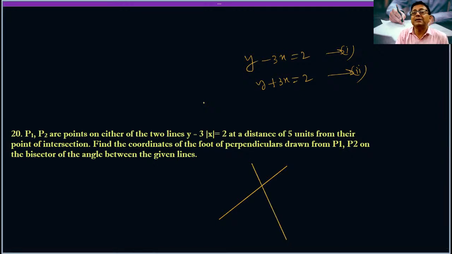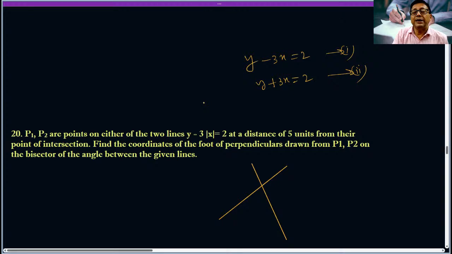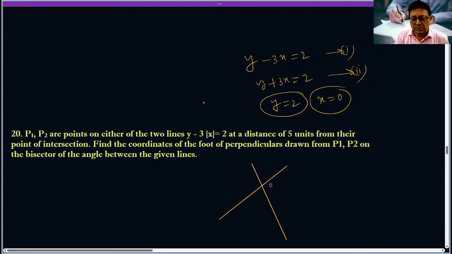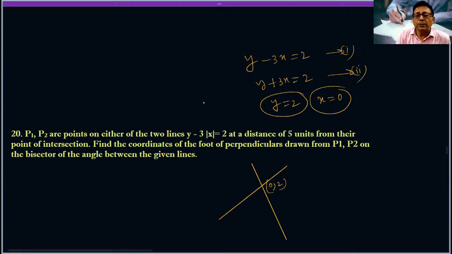Why do they intersect? We need to find. They intersect, y equal to 2. Put y equal to 2, then x is coming 0. So 0, comma 2. Okay? Coordinate of foot of perpendicular drawn from P1, P2 on the bisector of the angle between two lines.